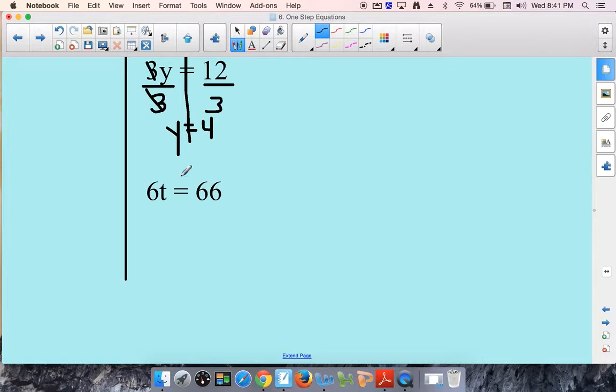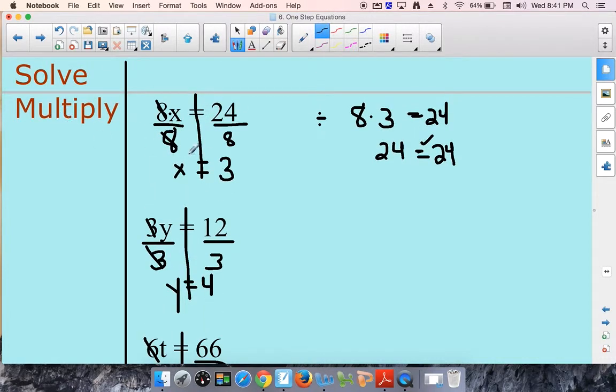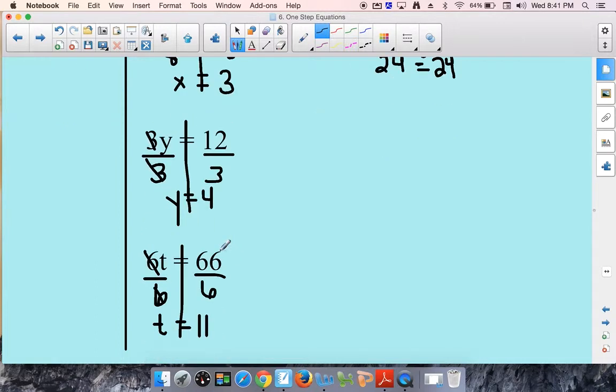All right, welcome back. Let's take a look. So I draw my line down. I'm multiplying, so to show multiplying, I'm dividing. Divide both sides by 6. Cancels, because that is 1. 6 divided by 6 is 1, so I'm left with t. And 66 divided by 6 is 11. That's how you show, because you're multiplying, the inverse is dividing, so that's how you show division.